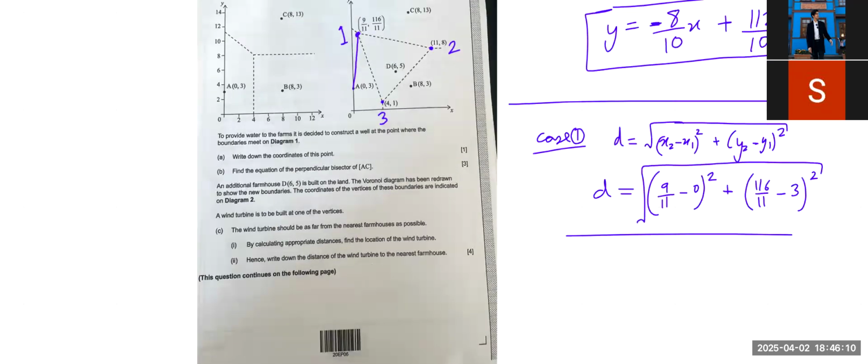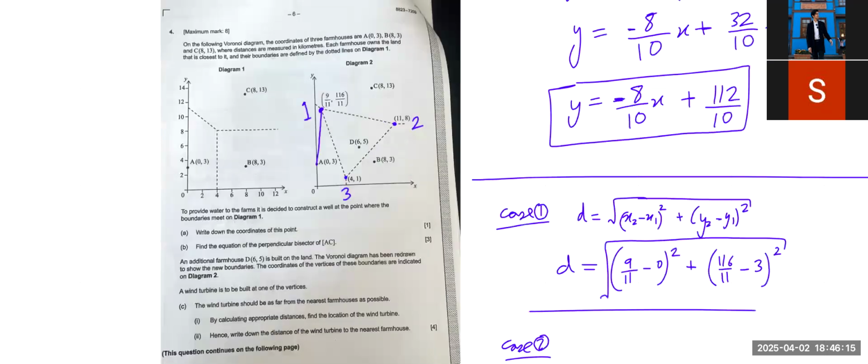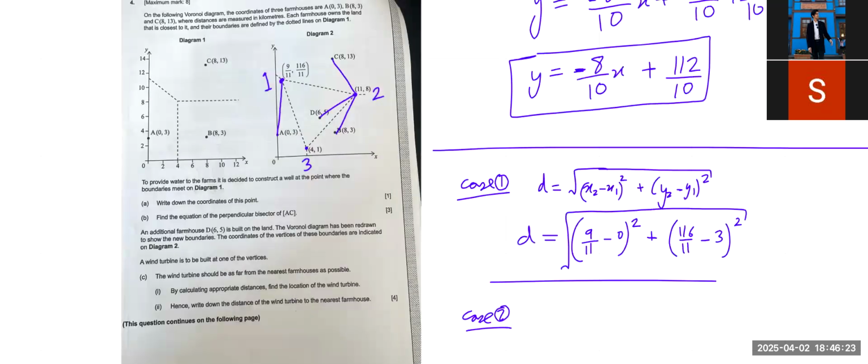For case 2, we will do the same thing. We can find the distance between any one of these three pairs of points. Which one do you want to find, for instance? Oh, no, no, we need to find the distance between the wind turbine and the other farms. Otherwise, you're going to be finding this distance. So 11, 8 and 8, 3, for example. So 11, 8 would mean 11 minus 8 whole squared plus 8 minus 3 whole squared, square root. That's the distance in case 2.